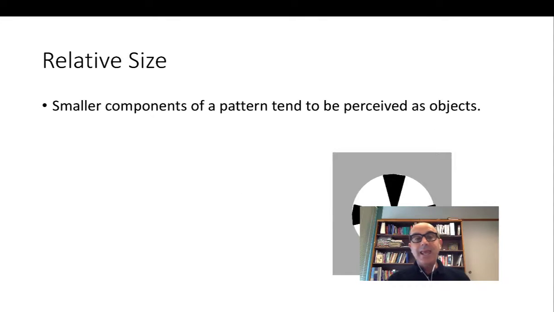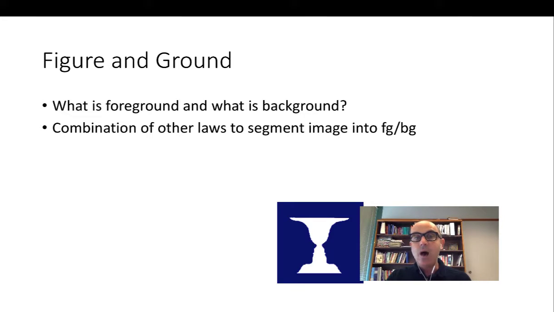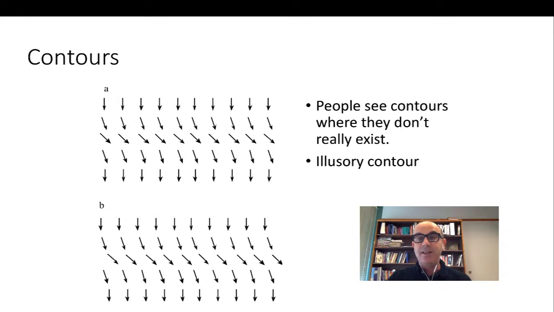Relative size, and again, similar components of a pattern tend to be perceived as an object. Again, this is part of how we see things and how we figure things out. Figure and background is really important. The combination of the law to segment an image to fit into the figure or the background will help you make more sense out of it.